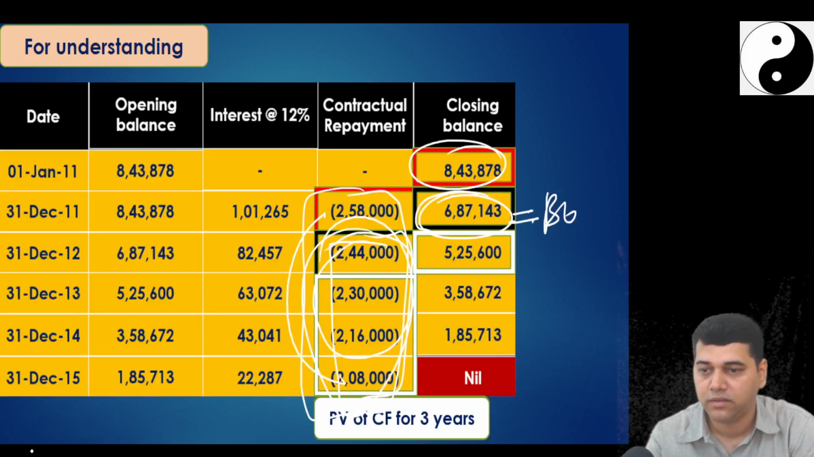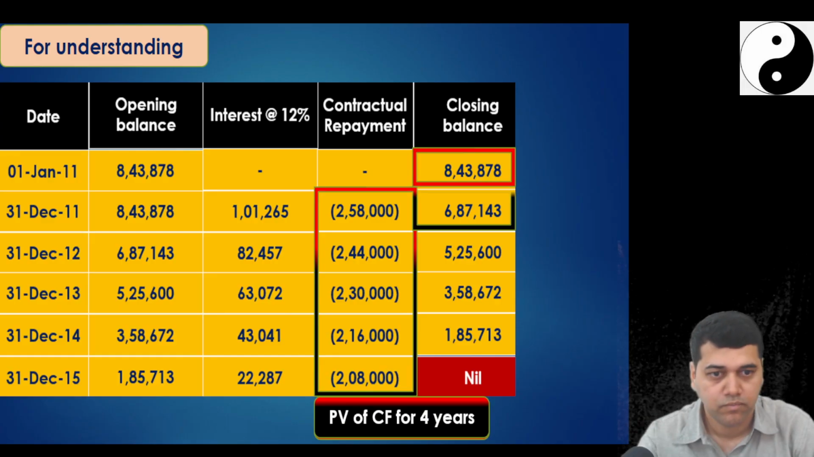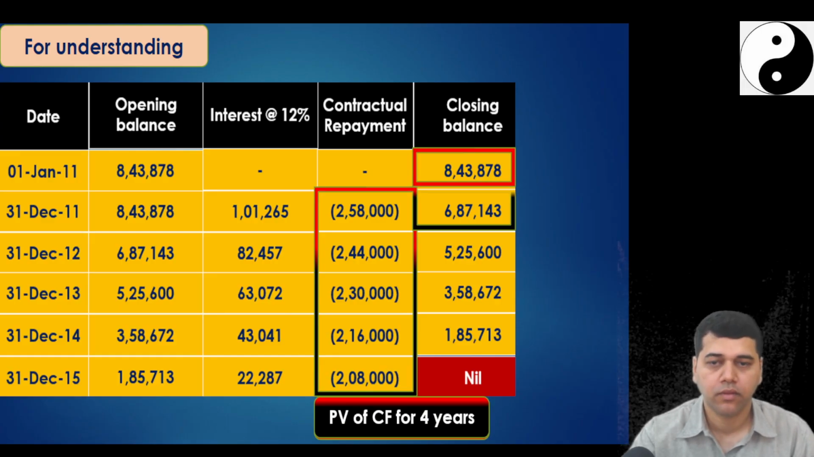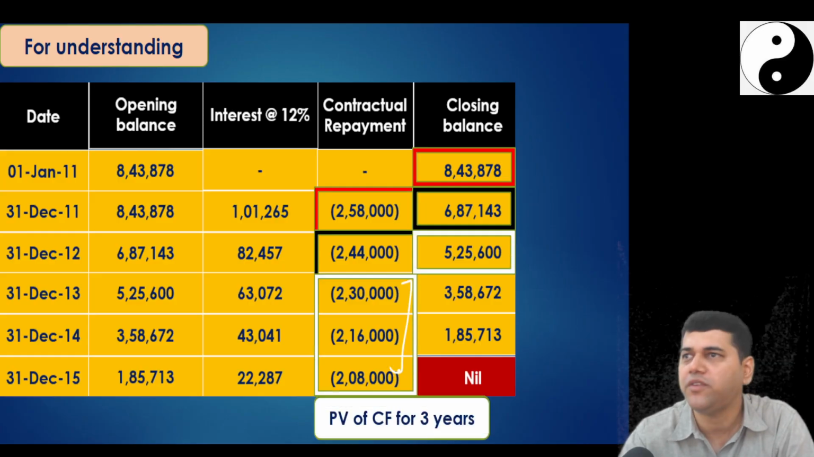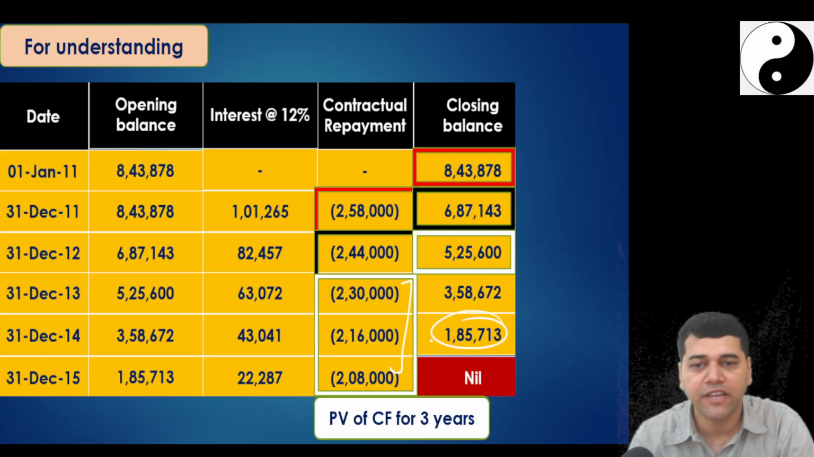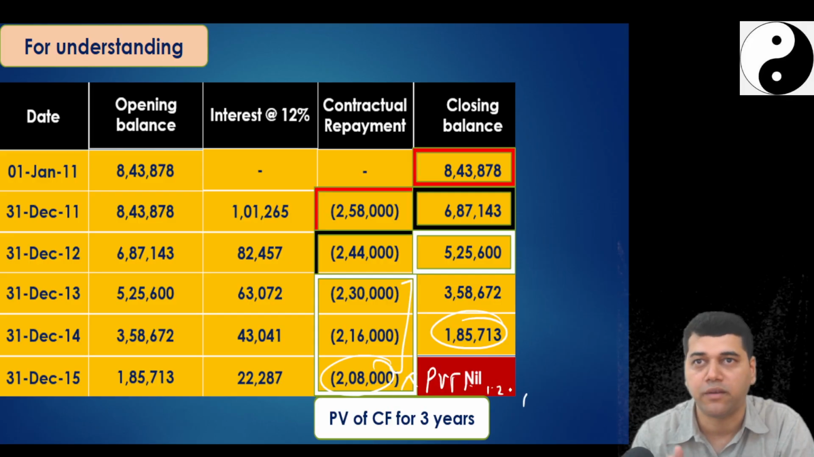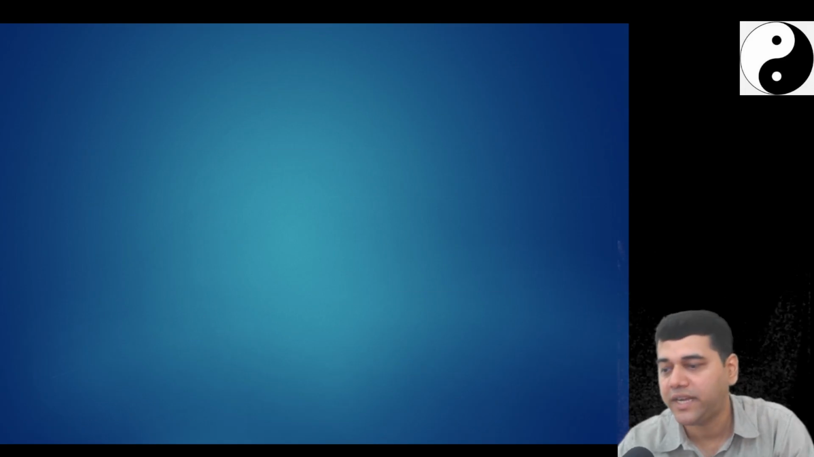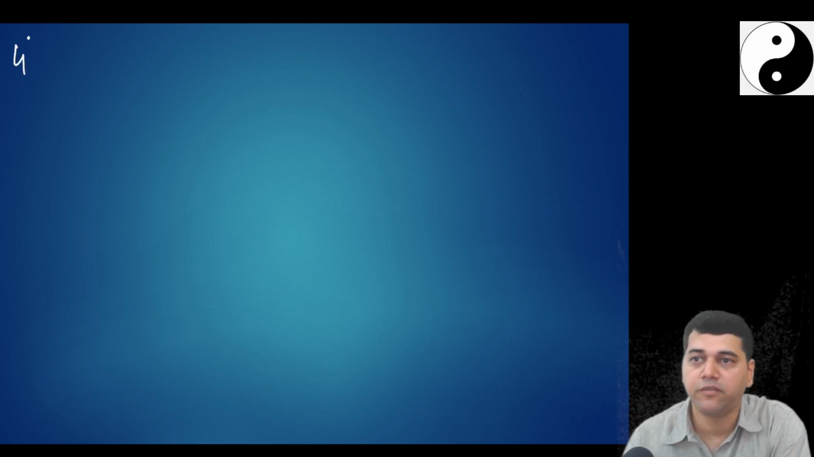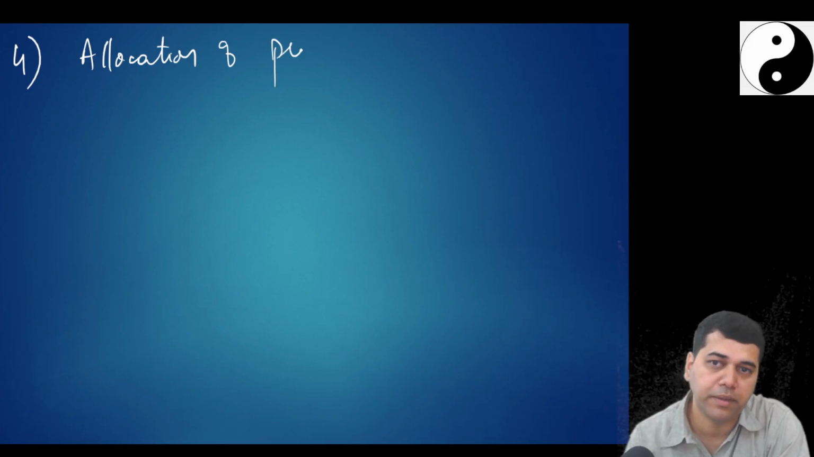Like this. Followed, no? So my 5,25,000 is nothing but the present value of this. I showed you that day, 1,85,000 is equal to 2,08,000 into present value factor at 12% for 1 year. Okay. So now we have to figure out the discount. Okay, allocation. Write the heading: allocation of the prepayment. Working note number 4. Allocation of prepayment.